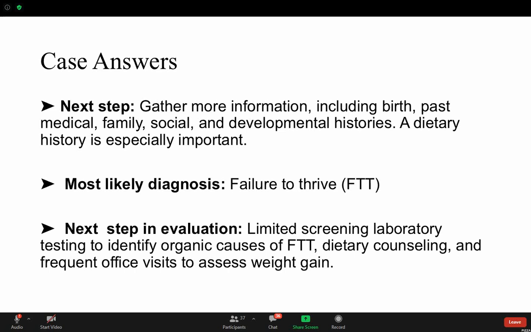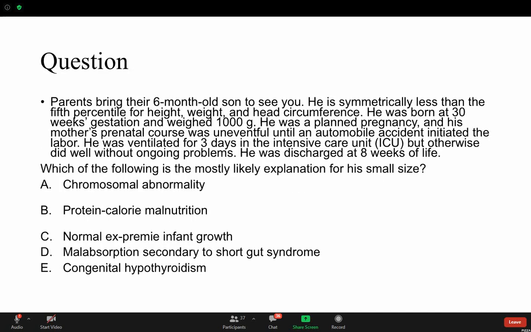What do you think the main cause is? Okay. And then you will follow up.